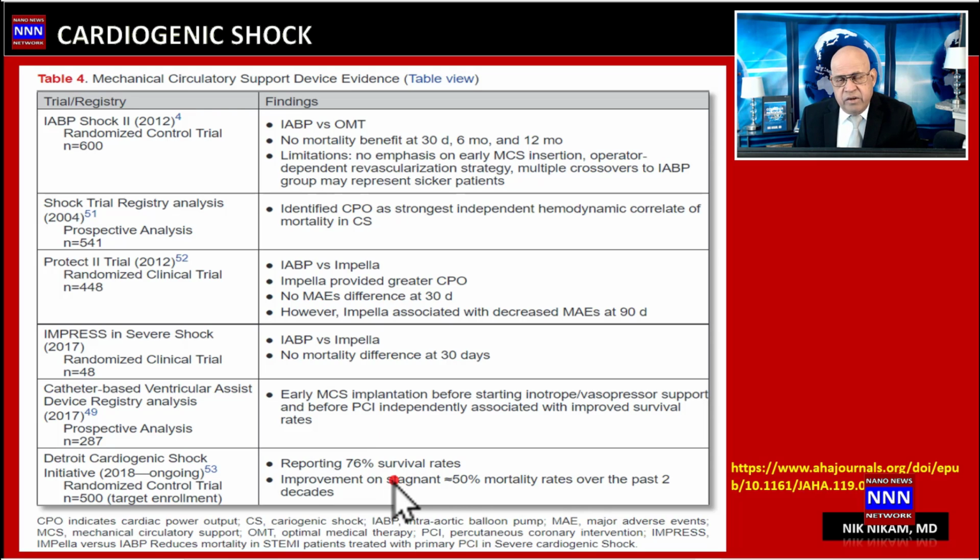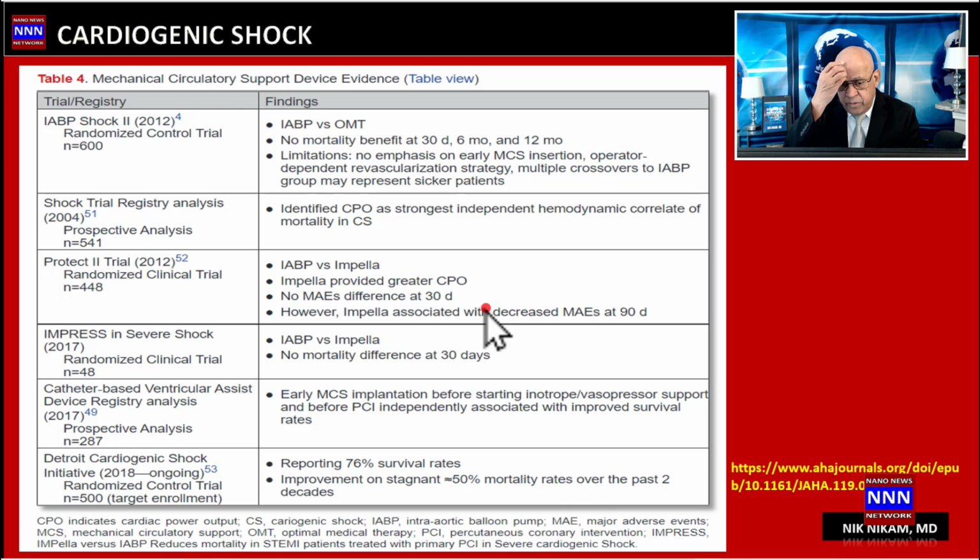But surprisingly, the results are not that impressive. Many of these studies show that a 30-day outcome is not very much different whether we use intra-aortic balloon pump or Impella to give a reasonable cardiac output like 2.5 liters to 5.6 liters.